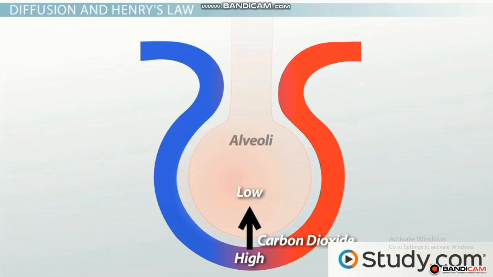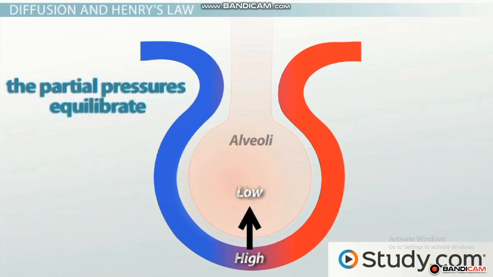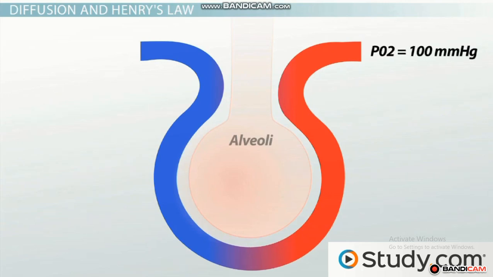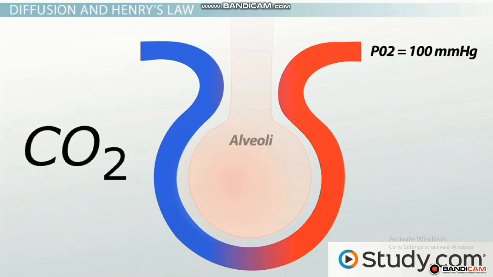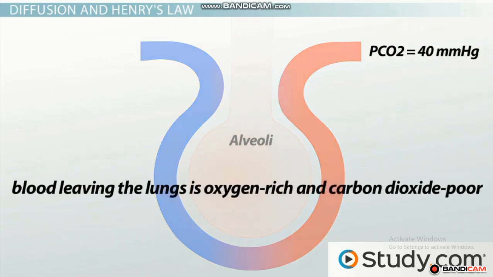It's important to note that for each gas, the partial pressures equilibrate or balance out across the respiratory membrane, and they do so as the blood flows through the lungs. Since the partial pressure of oxygen in the alveolar air is 100 millimeters of mercury, so also is the partial pressure of oxygen in the blood as it leaves the lungs. Remember, equilibrium is achieved. Likewise, carbon dioxide equilibrates across the respiratory membrane. So the partial pressure of carbon dioxide in the blood leaving the lungs is only 40 millimeters of mercury. Thus, the blood leaving the lungs is oxygen-rich and carbon dioxide poor.